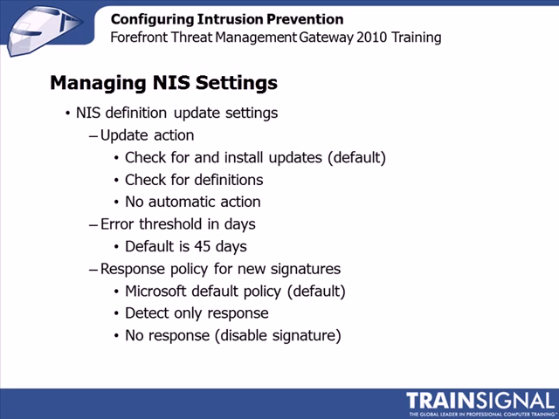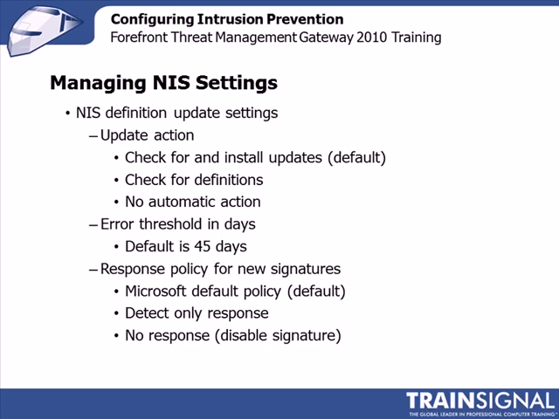And finally, this is not recommended, but you can have no automatic action taken and simply manually manage NIS settings all the time. The next, manual error threshold in days. After how many days of no updates do you kick off an error in the Threat Management Gateway console? By default, if more than 45 days have passed and there have been no NIS definition updates or NIS signature updates, there's going to be an error raised in the Threat Management Gateway console.